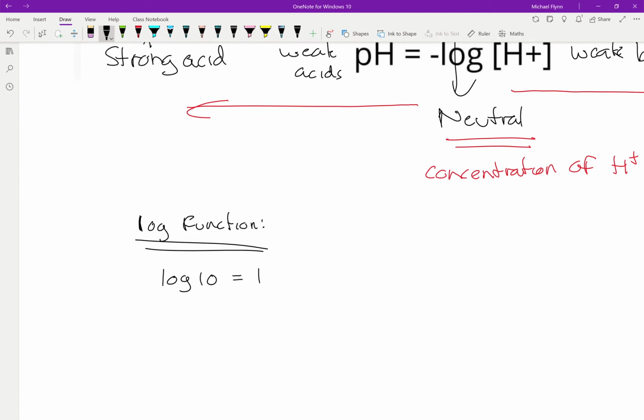Okay, now bear with me. I haven't explained it yet, but I'm going to explain in a second why the log of 10 is 1. Now, if you try 100, the log of 100 is 2. The log of 1,000 is 3. The log of 10,000 is 4. The log of 100,000 is 5. The log of 1,000,000 is 6.